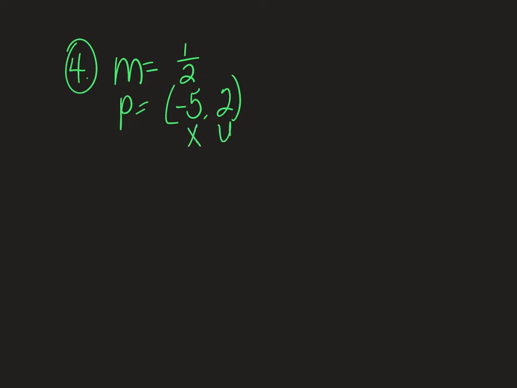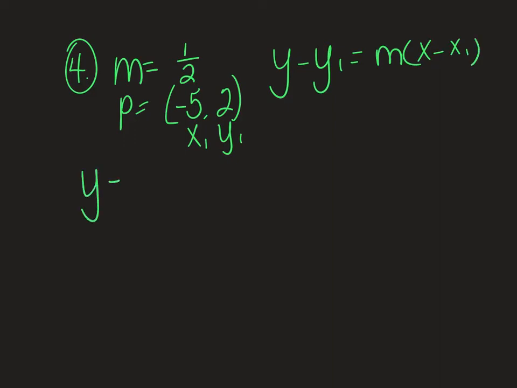Let's move on. Number 4. Okay, so your slope equals 1/2. Your point is (-5, 2). Again, I always just go x, y, and remember that's x1 and y1. It just helps when you're substituting into your equation, okay? Now, y minus y1 is 2 equals, our slope is 1/2 times x minus -5. All right, so here we go.